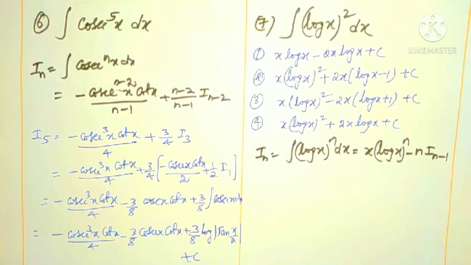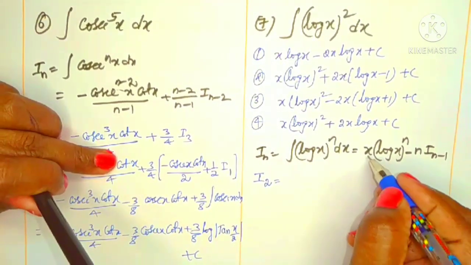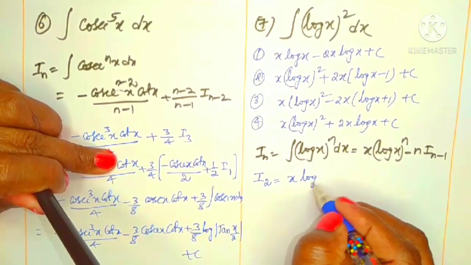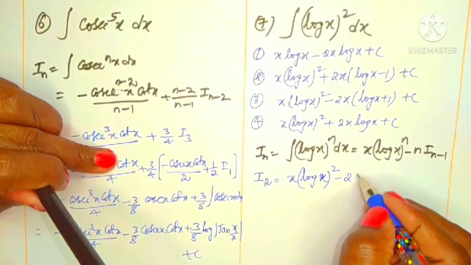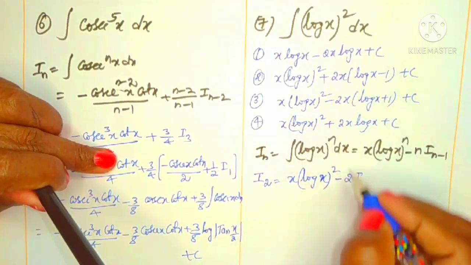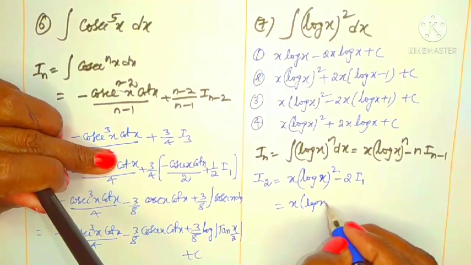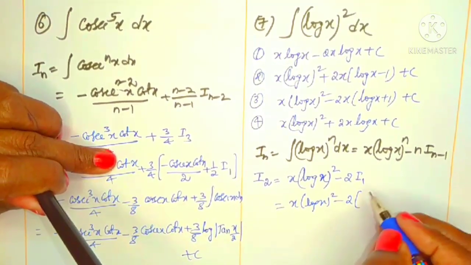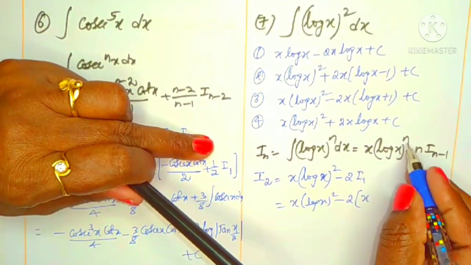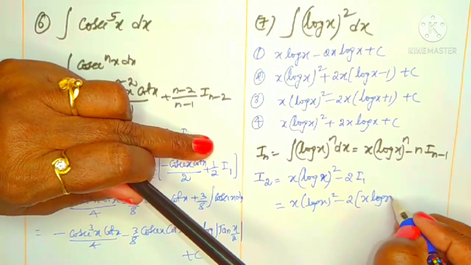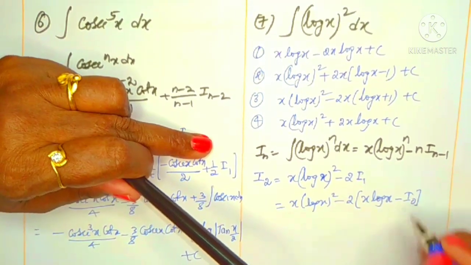Same we can apply here, but in place of n, what is there? 2 is there. Means what is asked is indirectly I 2. That is x into log x whole square, right? With minus n, means 2 into I of 2 minus 1, which is I 1. That is x log x whole square minus 2 into, again for I 1, in place of n, 1 is there. That is x into log x minus 1 into I of 1 minus 1, which is I naught.